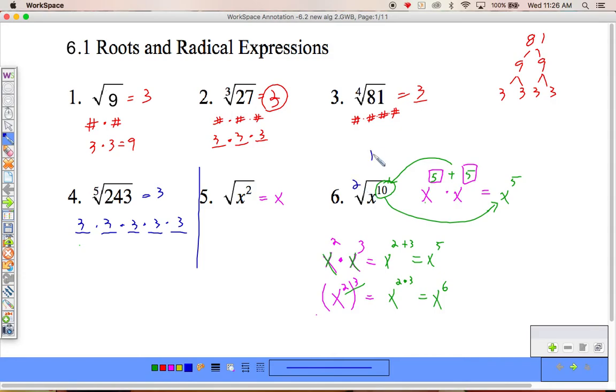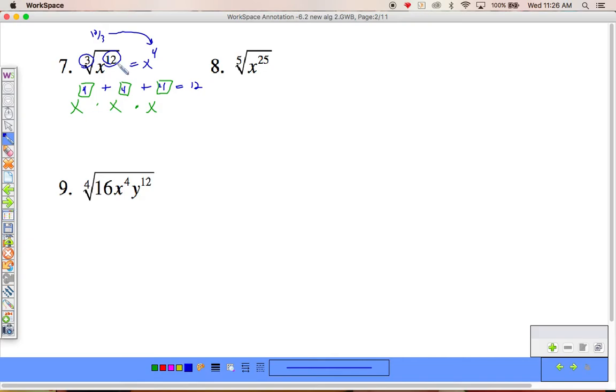Going back, we put a 2 out here. 10 divided by 2 is 5. The square root has an imaginary 2. So what you're going to do, if it works evenly, is divide. So the fifth root of x to the 25th is x to the 5th, because if I write this out 5 times and add all those exponents, I get my x to the 25th.